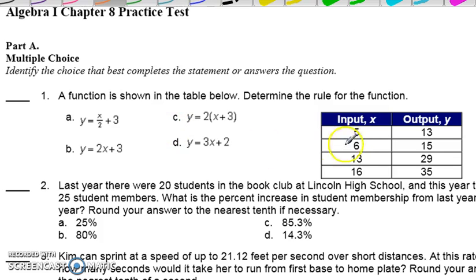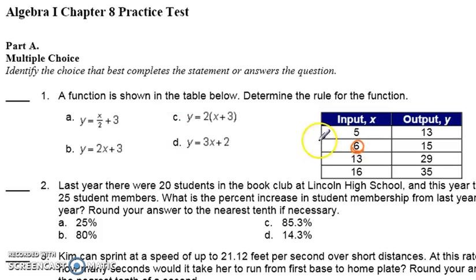I would just pick a number like 6 and plug it in. So 6 plus 3 is 9 times 2 is 18. Do I get 18 here? No. 3 times 6 is 18 plus 2 is 20, so no. 6 over 2 is 3, plus 3 is 6, not 15. 6 times 2 is 12, plus 3 is 15, and 15 is what I need, so I know my answer is B, like boy.